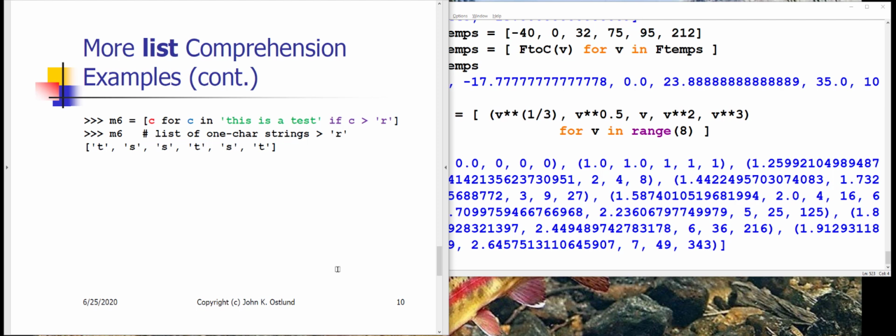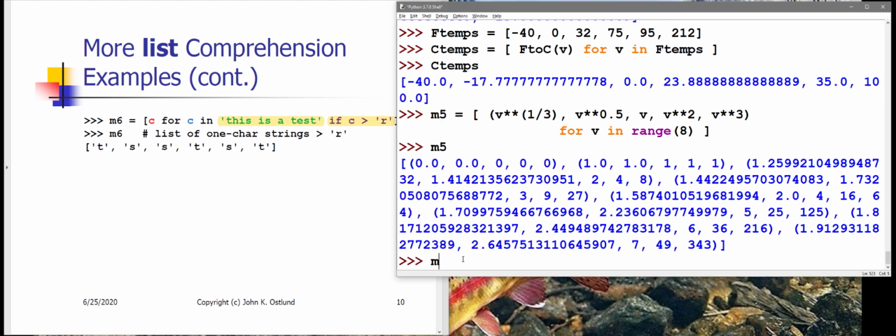Now, of course, we can use any kind of iterable to produce values to store in our list. Here's another form of iterable, which is a string. What we're going to get here is the one-character substrings of the string. But notice in this case that we also have an if decision tacked onto the end of our for loop. So what's happening here when we create M6 is that the characters in the list are going to be some one-character substring C for C in, this is a test, but only if the value of the current one-character substring is greater, that is, comes alphabetically later than little r.